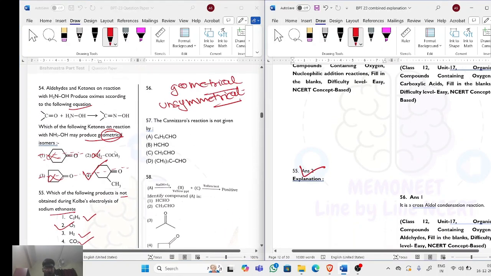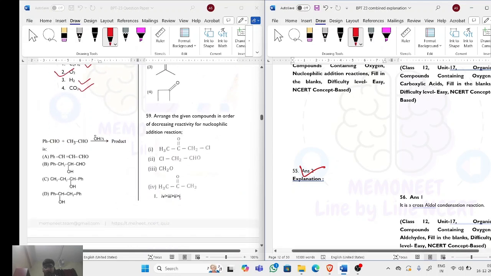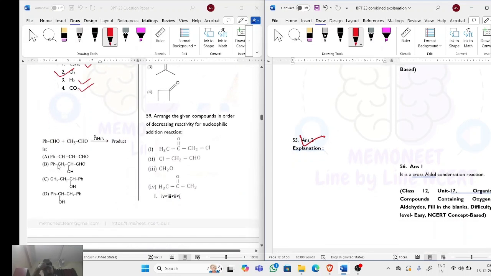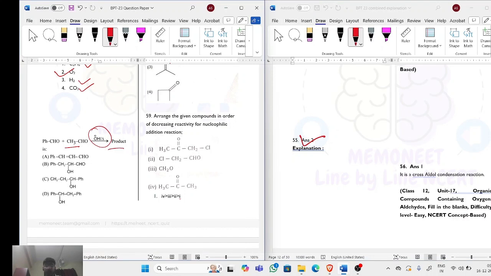Now question number 56. We are given the reaction of benzaldehyde with CH3CHO in the presence of OH minus and heat. So this is the aldol condensation reaction, a very famous reaction of organic chemistry, which is aldol condensation.